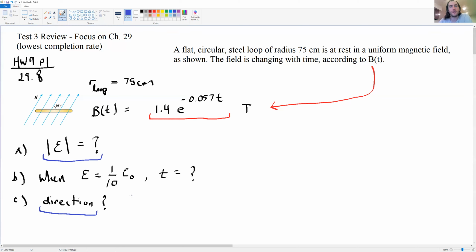Question for you guys before we actually jump into the problem solving portion of this. What rule of thumb or law or equation am I going to use to determine the direction of the EMF? Direction of increasing EMF.